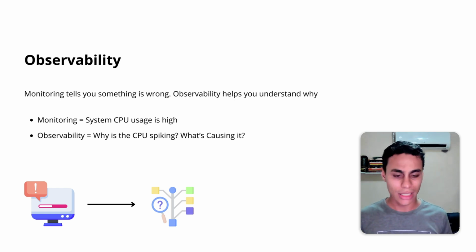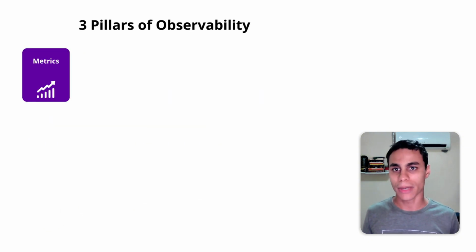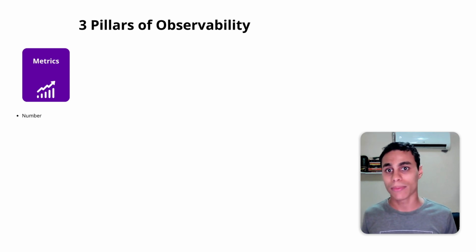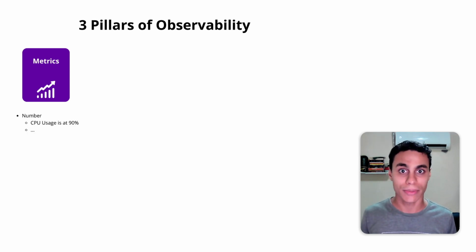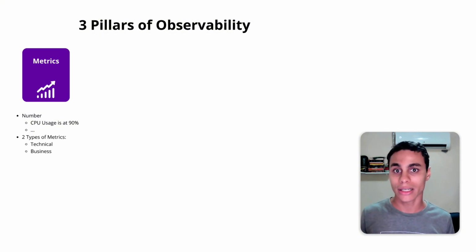And now, let's dive into the 3 key pillars of observability and how they can help us understand complex systems. So starting with metrics, what exactly is a metric? So a metric is simply a number. For example, the CPU usage is at 90%, the average latency is 200 milliseconds, or I have 3 nodes in my cluster. These numbers are crucial because they give us measurable insights into the infrastructure, the application, and even business performance. So there are 2 types of metrics, the technical and the business.